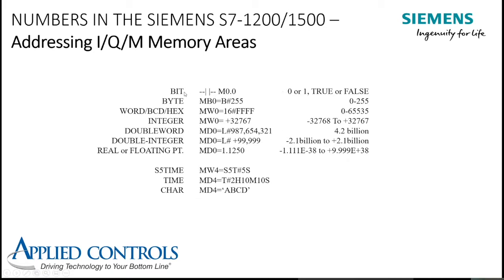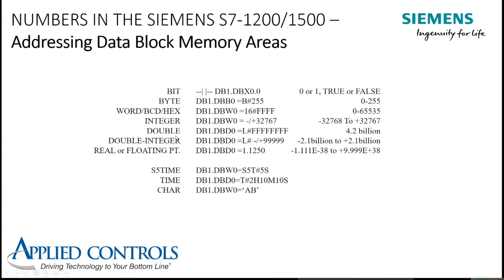You'll see here that for the bit, byte, word, integer, and double word, they give you the possible value ranges as well, just as a kind of summary of what I had just talked about with all those different lengths of information. There are also data block memory areas, which I'm going to speak about as well.